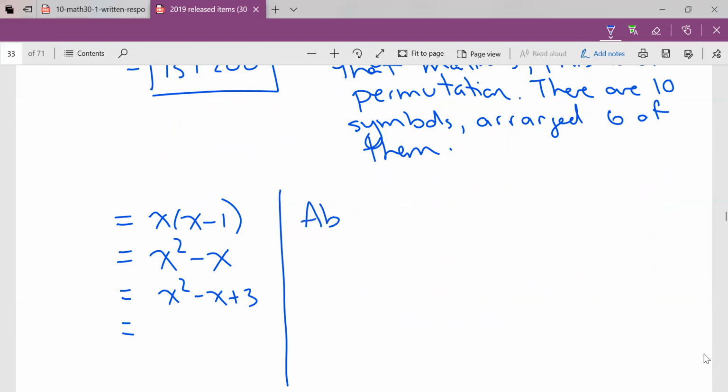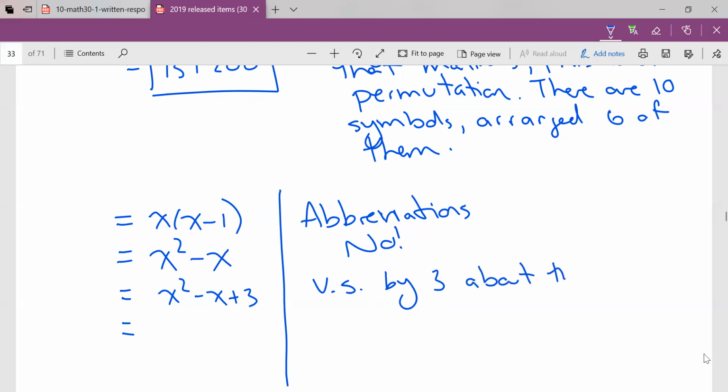Abbreviations are a no-no. No abbreviations. So if it was a transformation question, I do not want you to write VS by 3. First off, VS, I know what you mean, but you have to write vertically stretched by 3. And of course, I need to list what line I'm stretching about, the x-axis. Okay. So abbreviations are a no-no.